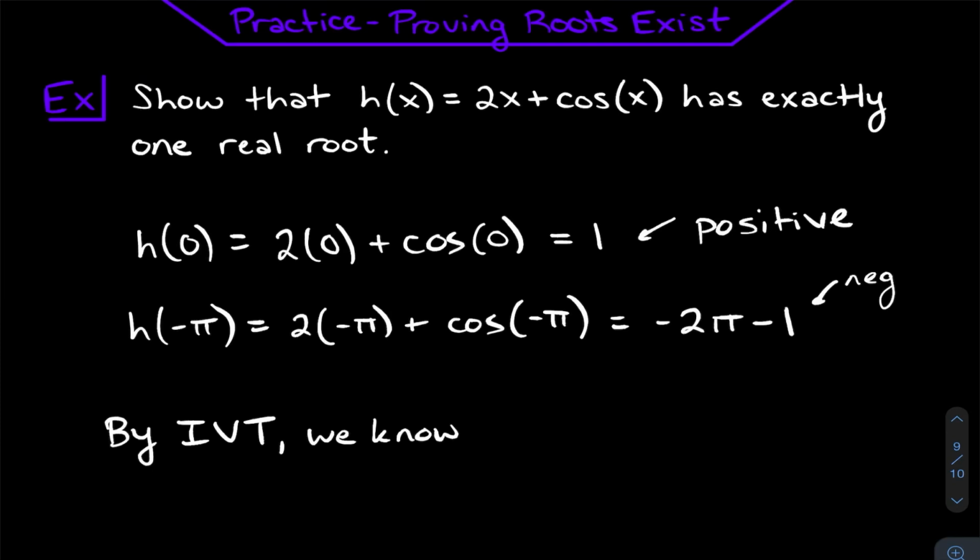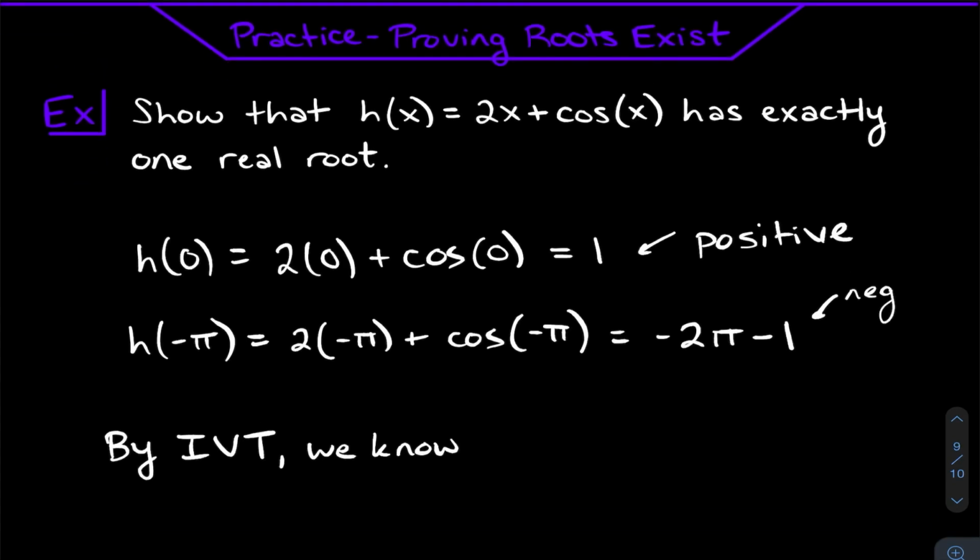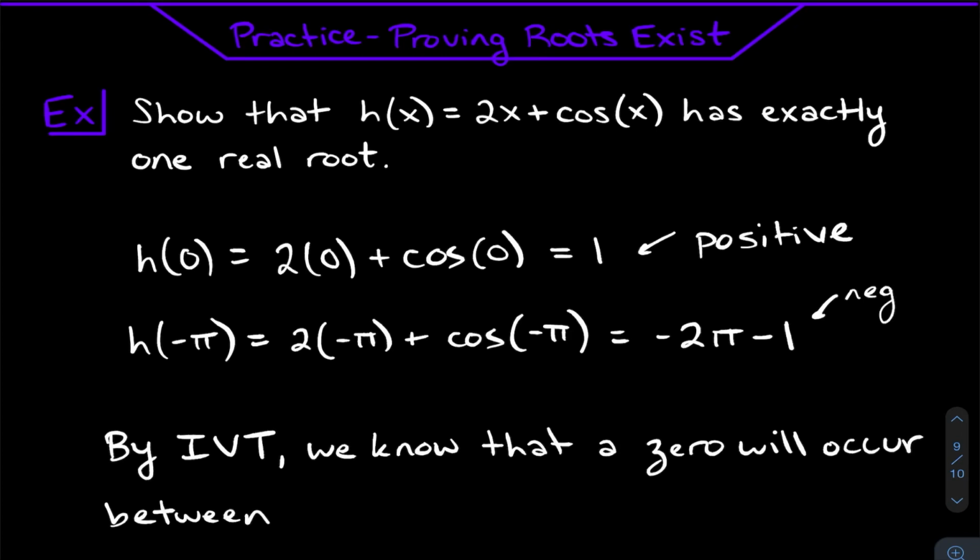So by the intermediate value theorem, we know that there will be a 0, or that a 0 will occur, we could say, between negative pi and 0. Okay? So we know there's going to be a 0 in there.